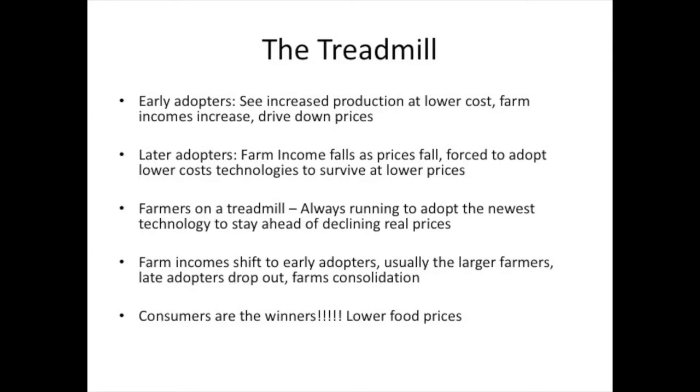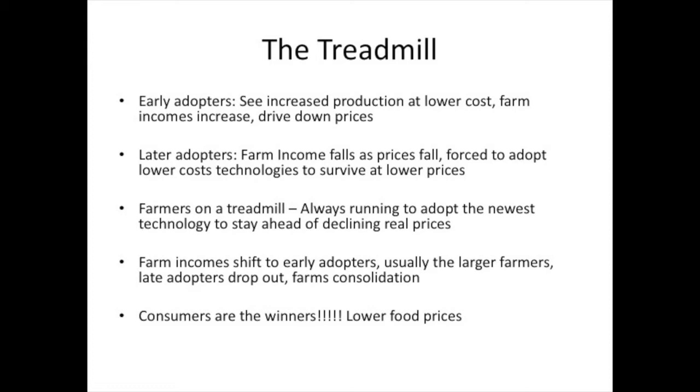So let's summarize the process. Early adopters see increased production at lower cost, farm incomes increase, and it also drives price down. Later adopters, farm income falls as prices fall, forced to adopt lower cost technologies to survive at the lower prices. Farmers are on the treadmill, always running to adopt the newest technologies to keep up so that their farms can be profitable and so that they can stay ahead of declining real prices.